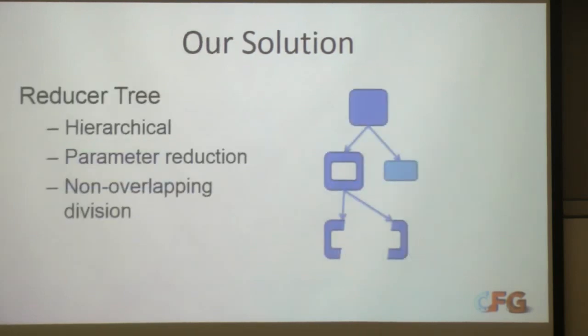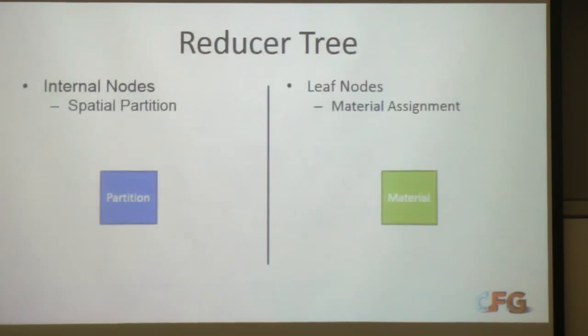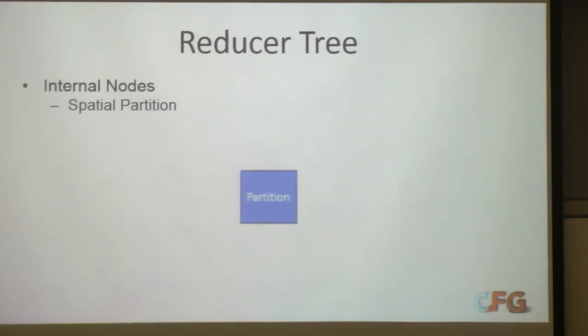Okay, so what is a reducer tree? A reducer tree is a fabrication-specific hierarchical decomposition of the whole geometric space of the object, and it's going to give us a non-overlapping division of the whole object. So how does this work? We are going to have some internal nodes within this tree. These internal nodes provide spatial partition. And we have some leaf nodes, and these leaf nodes mostly provide material assignment.